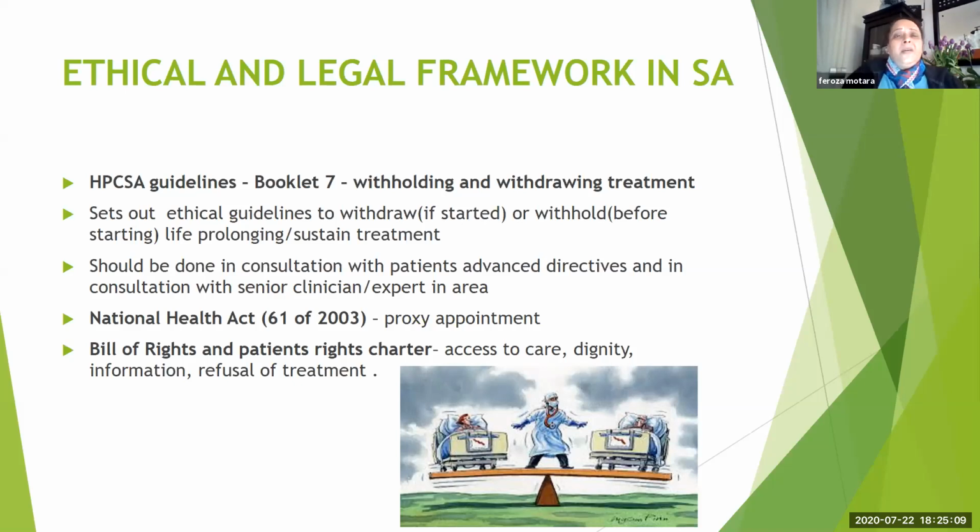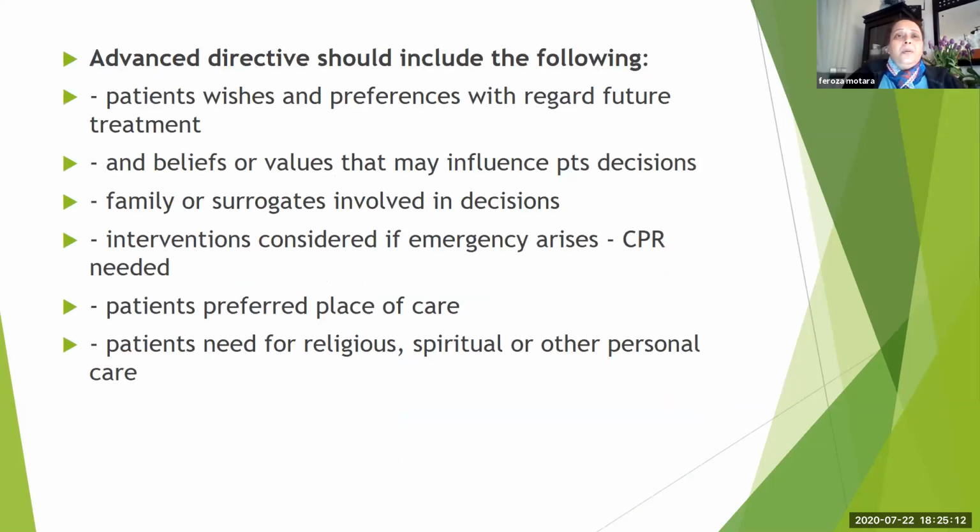So what should an advance directive include? And these are HPCSA guideline based. It should include the patient's wishes and preferences with regard to any kind of future treatment. It should include the values and beliefs of the patient, and obviously family or surrogates or proxies that are appointed. Interventions considered if there's an emergency arising. For example, if CPR is needed, and particularly in COVID, where CPR is an aerosolizing and high-risk procedure, what do you do with that in that instance?